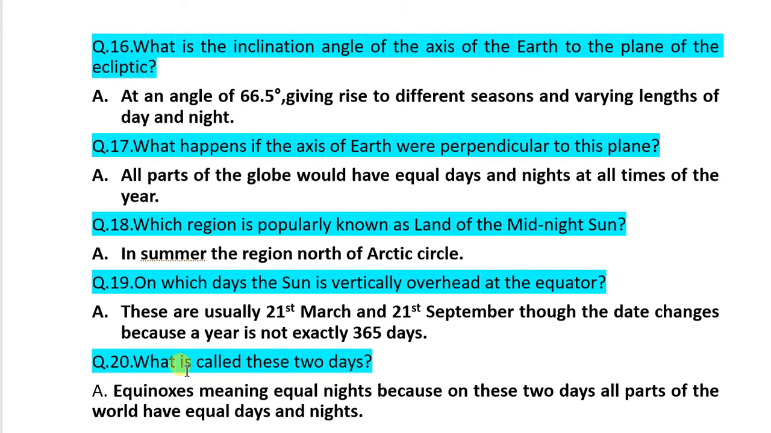Next question, what are these 2 days, 21st March and 21st September, called? What is the name of these days? The answer is equinox, meaning equal nights, because on these 2 days all parts of the world have equal days and equal nights.